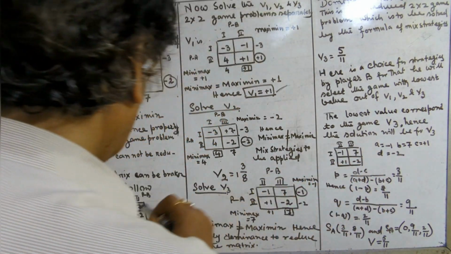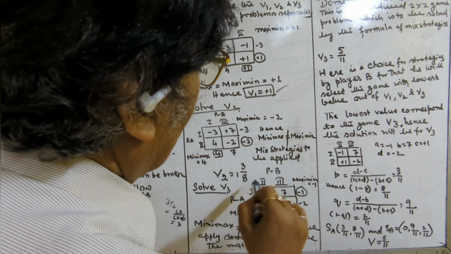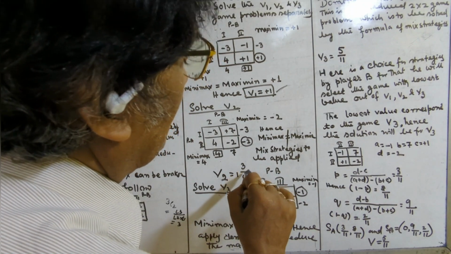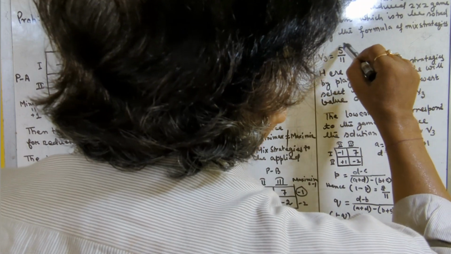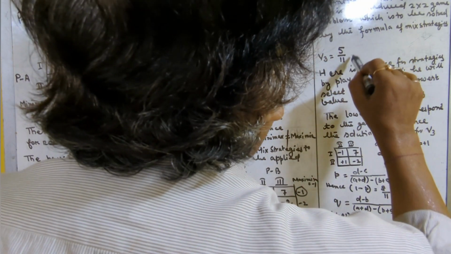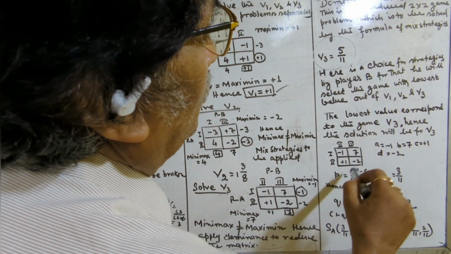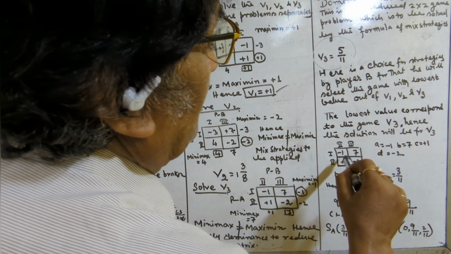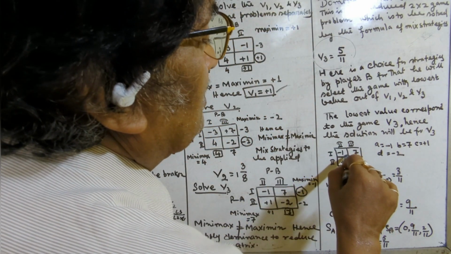In this case, for V1 the value is plus 1, for V2 the value of the game is 1 upon 3 by 8, and for V3 the value is 5 by 11. This is the lowest one. Your solution will be within this V3. That's why I am showing how to calculate in detail the probabilities for the third problem, V3.